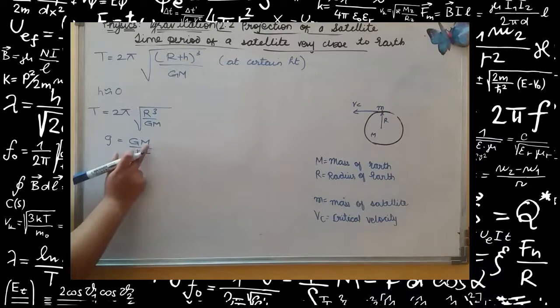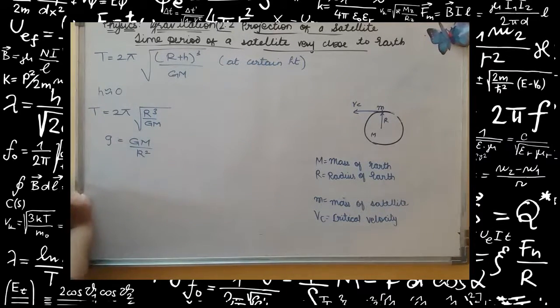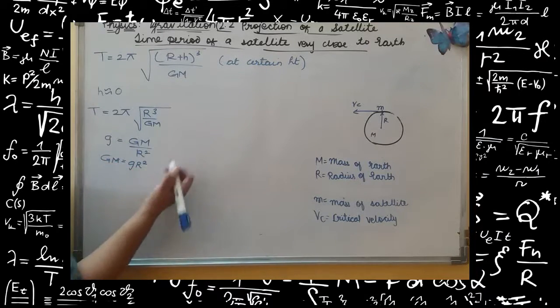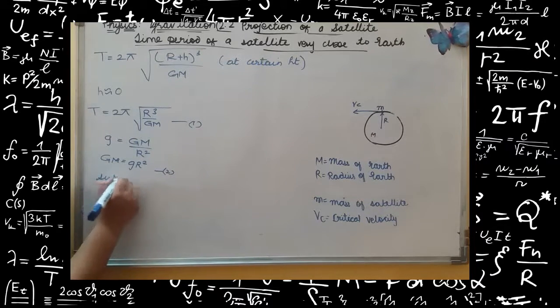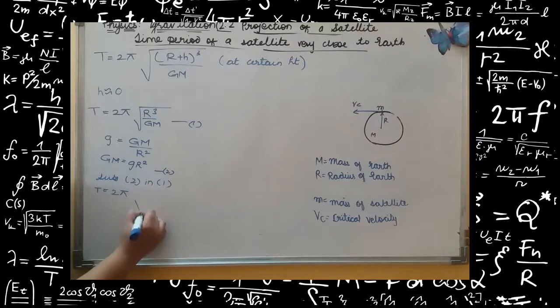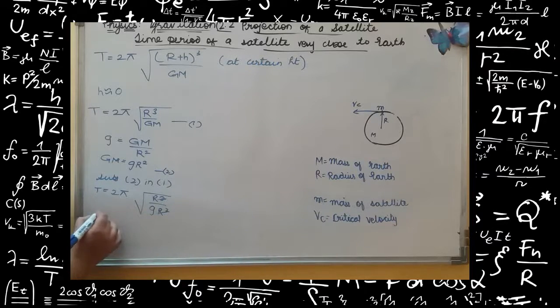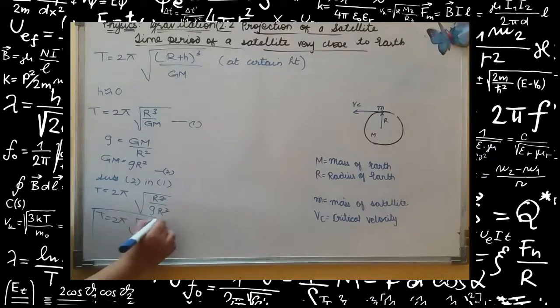From this equation we can remove the value of GM. So that means GM is equal to gR square. Correct? Equation 1, equation 2. Substituting 2 in 1, we get T is equal to 2 pi under root of R cube upon gR square. R square and R square get cancelled. T is equal to 2 pi under root of single R upon g. This is our expression for the time period of a satellite which is revolving very close to Earth.